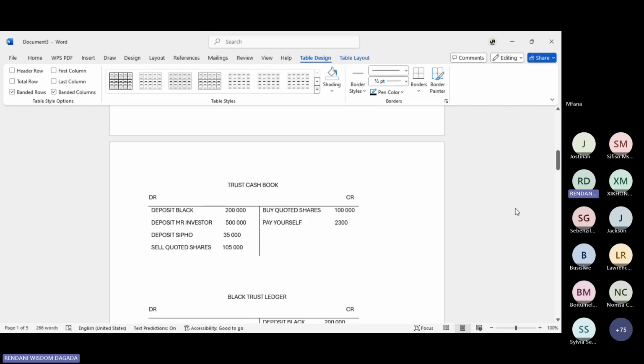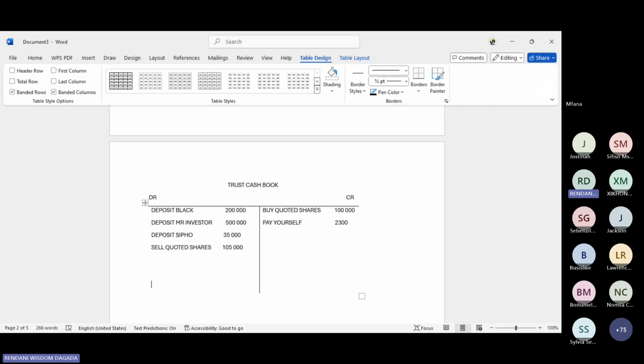Okay, now let's talk about how you calculate the balance of the trust cash book. You're going to go to the trust cash book, look at the credit side and the debit side. Which side do you think has a bigger amount when you add it together? The debit side, obviously.